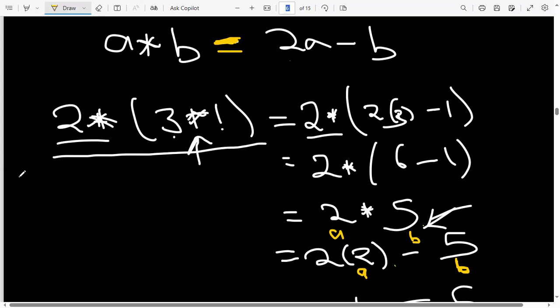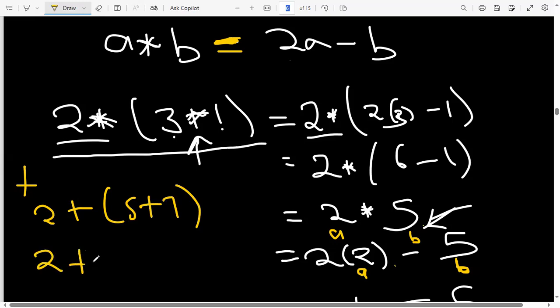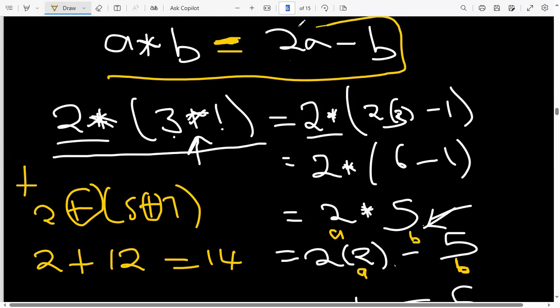It's the same. If maybe the binary operation was a plus, and I say 2 plus, and then 5 plus 7. What do you do in this case? You say 2 plus, and then you work on what is in the brackets. So 5 plus 7, you get 12. And then 2 plus 12 is 14. It's the same thing that we are doing. It's just that now the operation you are using is a special operation that is defined in a certain way, given in the question.